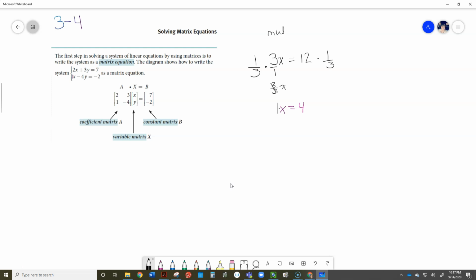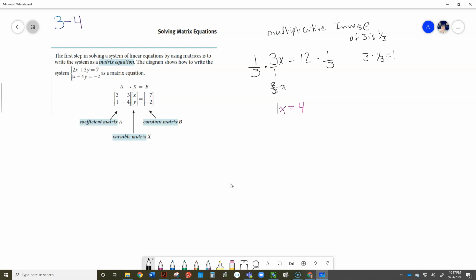The multiplicative inverse. I love that word, the multiplicative inverse. The multiplicative inverse of 3 is 1/3, because 3 times 1/3 equals 1. And that is the multiplicative identity. Okay, two numbers that multiply together to equal 1, they're multiplicative inverses, and the result is the multiplicative identity.